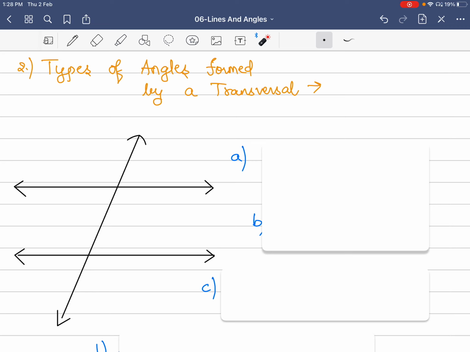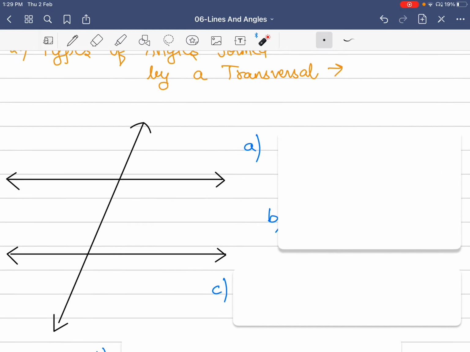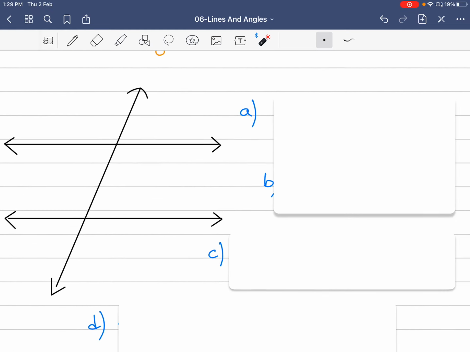A transversal forms a total of 8 angles, as we saw before. We'll see different types of them, and in the next video we are going to see the properties of these different types of angles and how they are related to each other. But before we go to their properties, we should know the names of these angles. So let's see what these angles are one by one. I'm going to zoom in a bit.